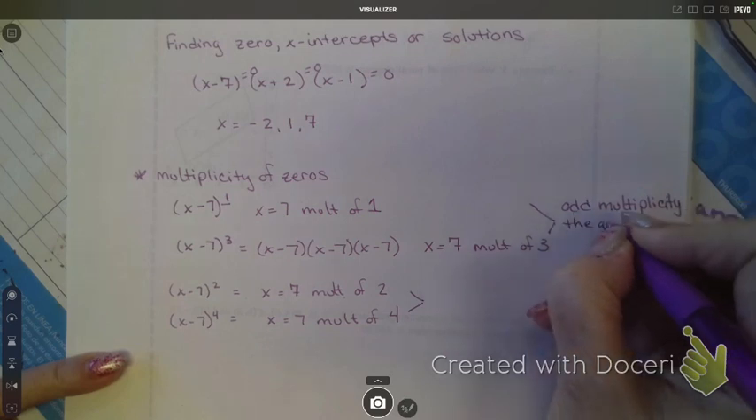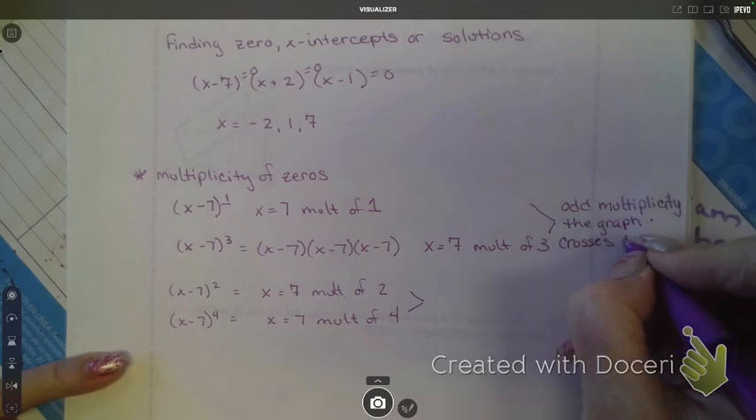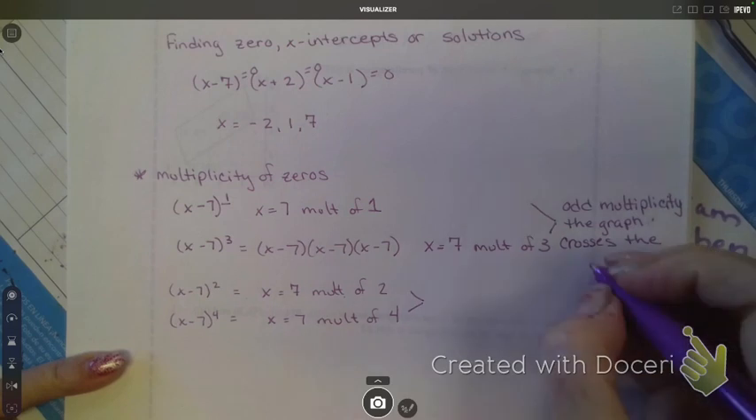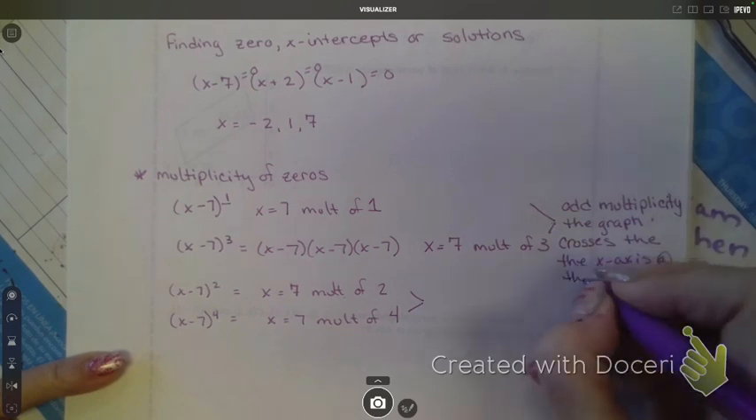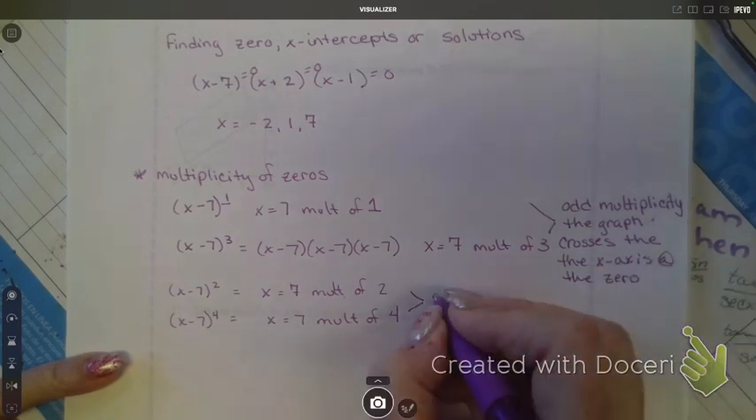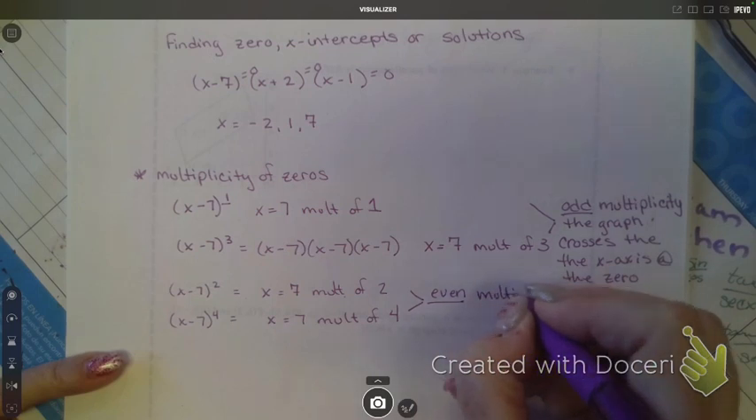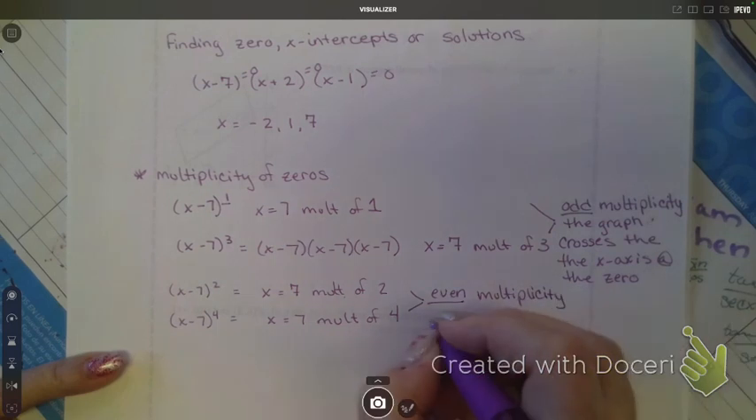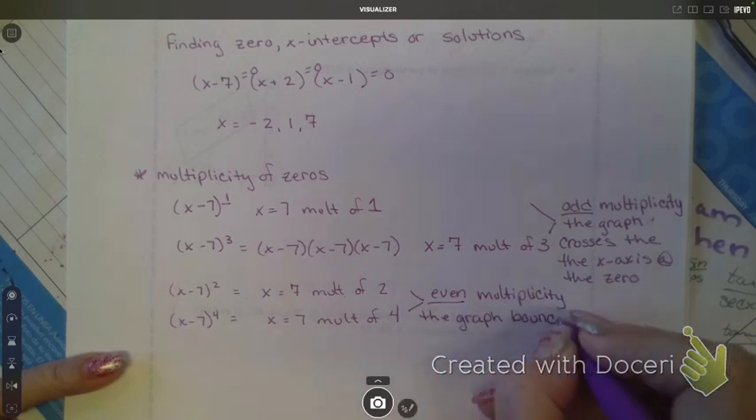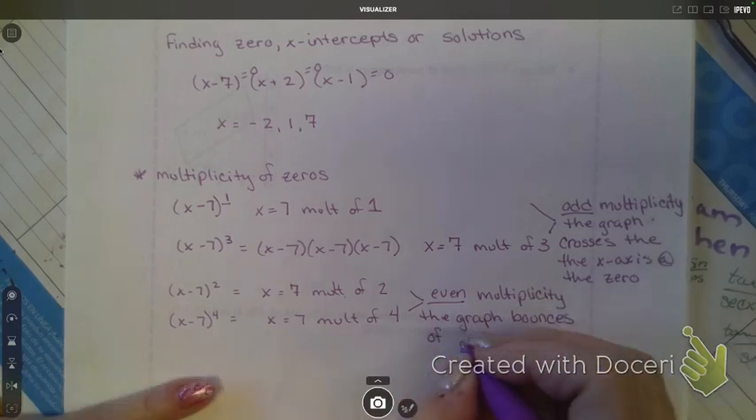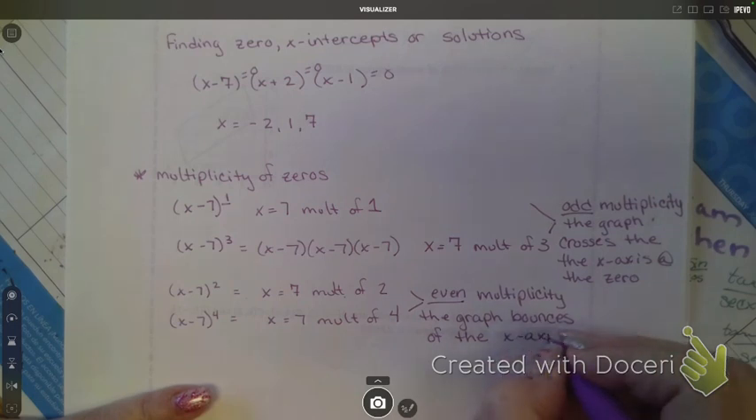So when it has an odd multiplicity, the graph crosses the x-axis at the zero. But if it has an even multiplicity, so odd, even, the graph bounces off the x-axis at the zero.